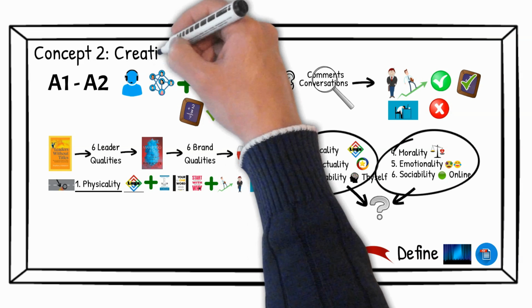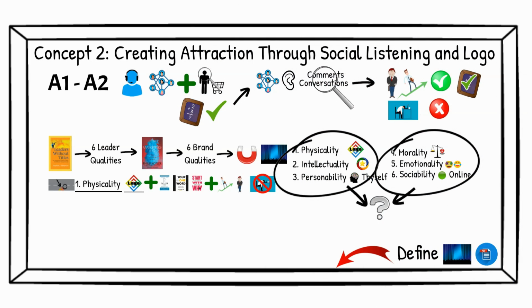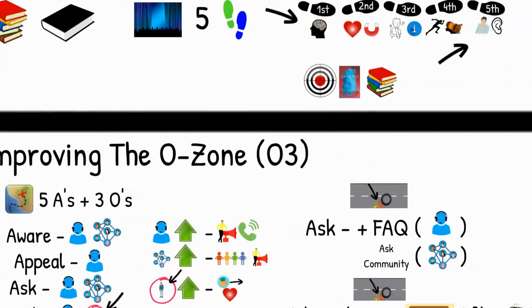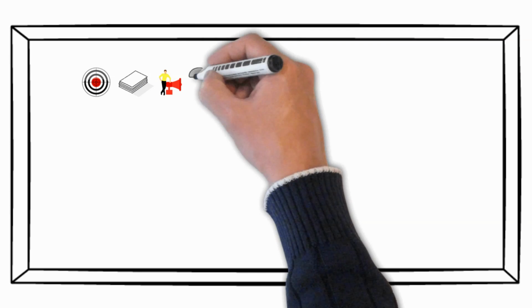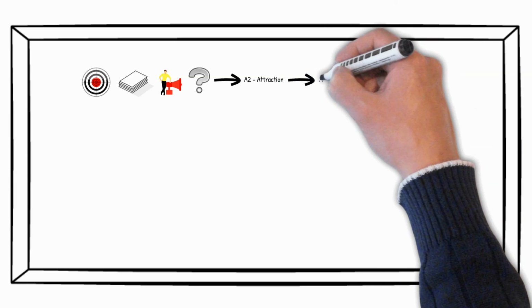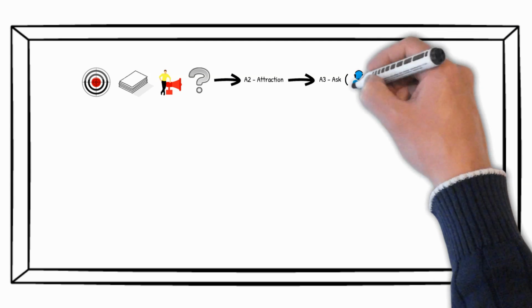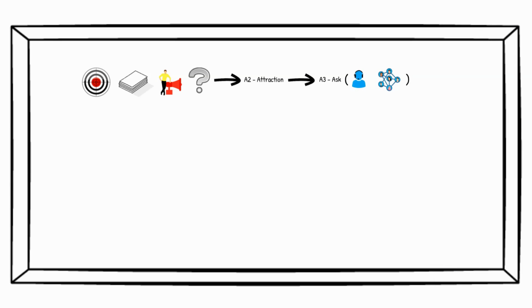Concept 2 is creating attraction through social listening and logo. What is the real purpose of content marketing? According to Marketing 4.0, it is very simple. Its purpose is to bring the customer from the second A, attraction, to the third A, ask, by evoking curiosity. Again, in addition to focusing on outer and other influences.